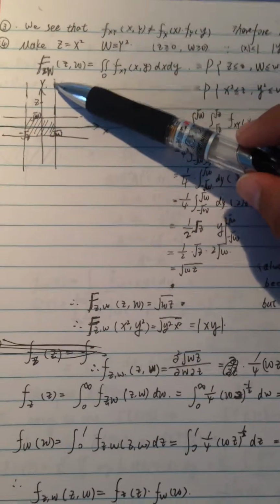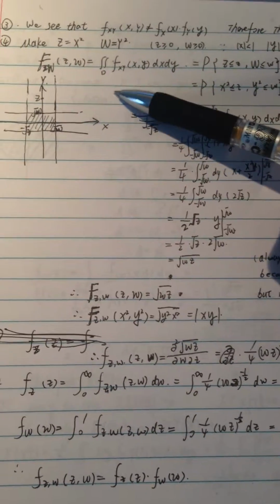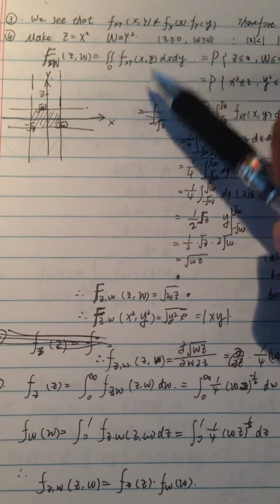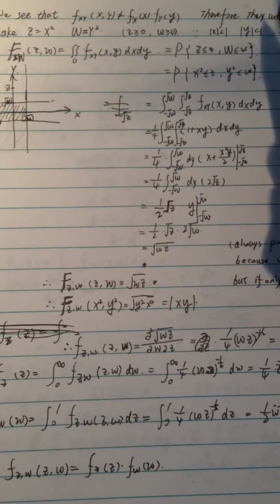So the distribution function of these two new random variables is the integration of the joint PDF of x and y.